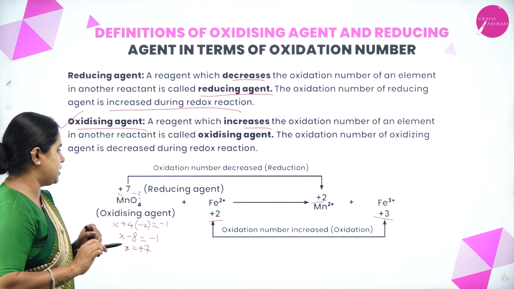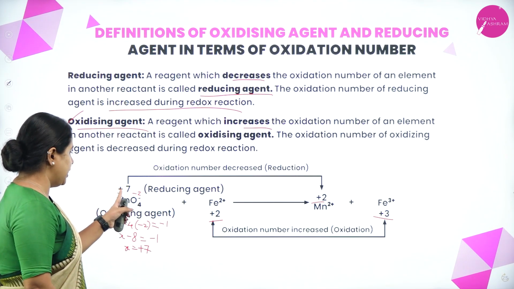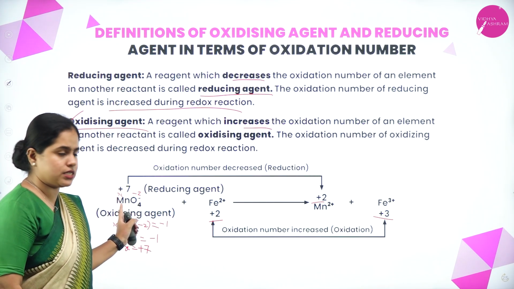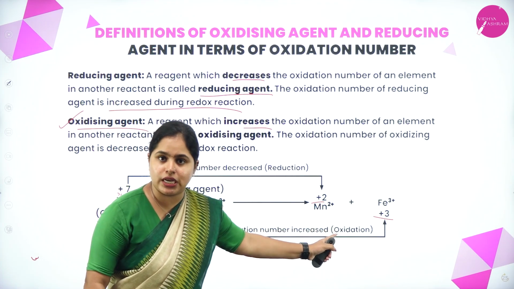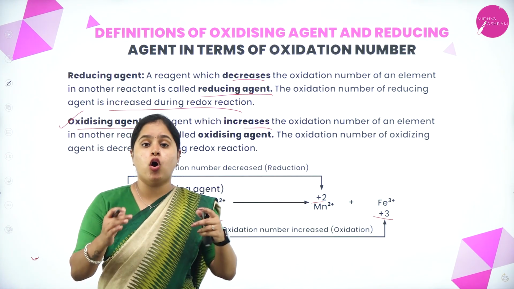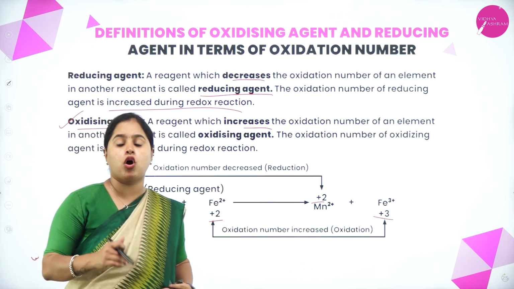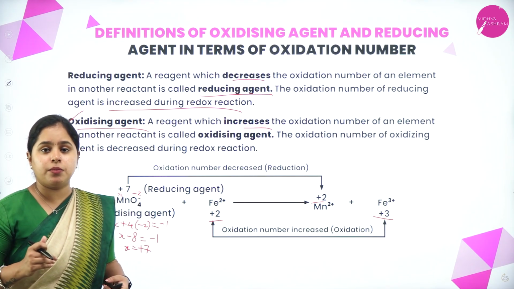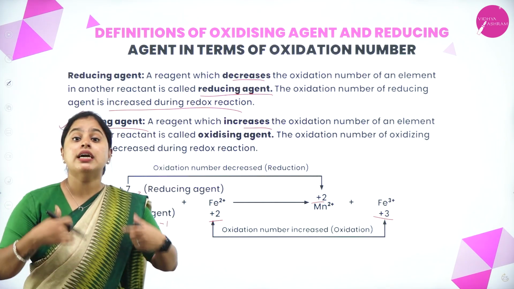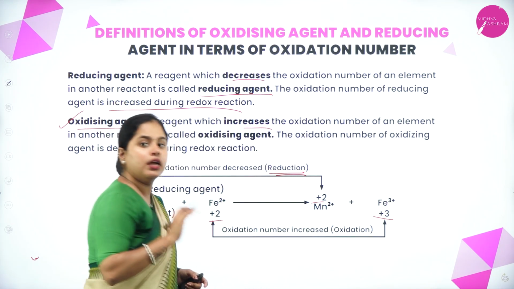Now we are going to see which is undergoing oxidation and which is undergoing reduction. Here you can see it is Mn, manganese in +7 state, and here it is in +2 state. So what has happened from the reactant side to the product side? The oxidation number has decreased, right? From +7 to +2, the oxidation number has decreased. So that means manganese is undergoing reduction, right?